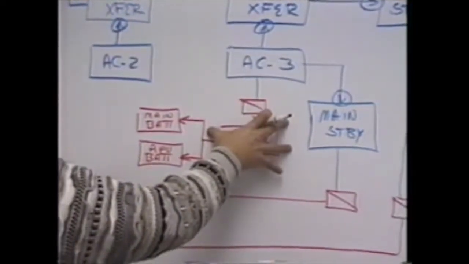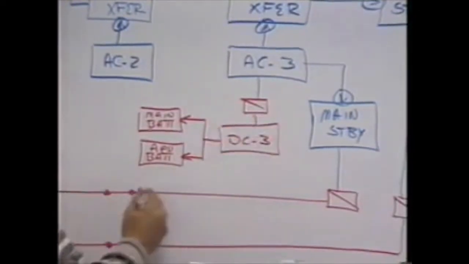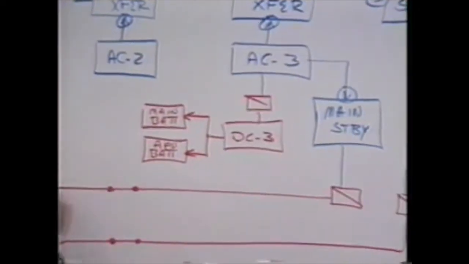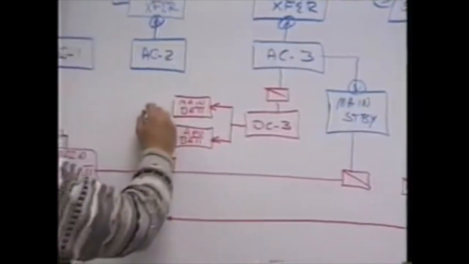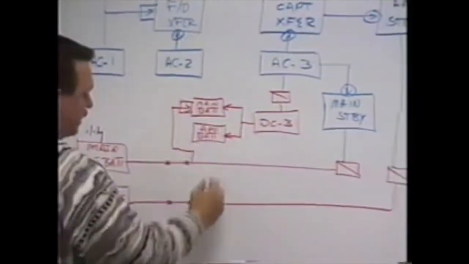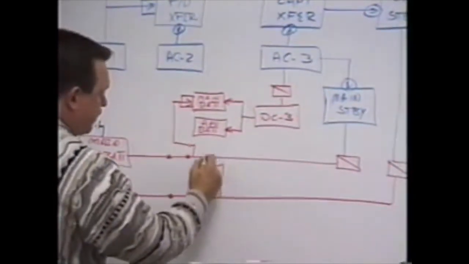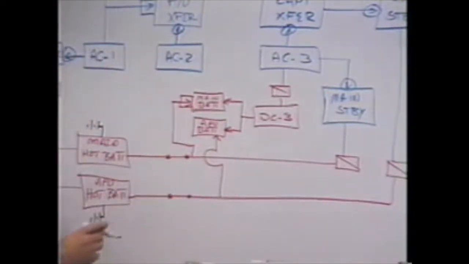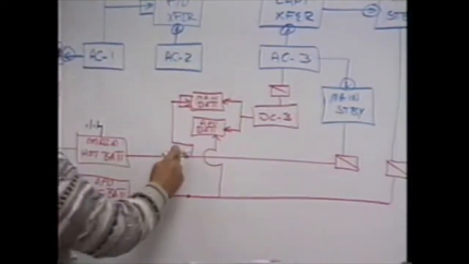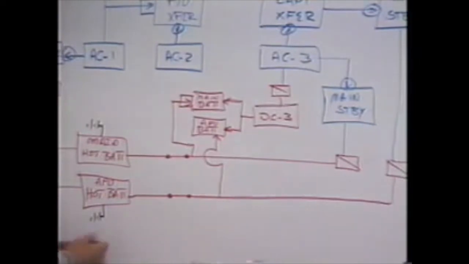In any event, if DC bus 3 was to lose power, your hot battery buses, in this case the main hot battery bus, is the backup power source to the main battery bus. The APU hot battery bus is the backup power source to the APU battery bus. Again, in order for this transfer to occur, the battery switch must be closed.